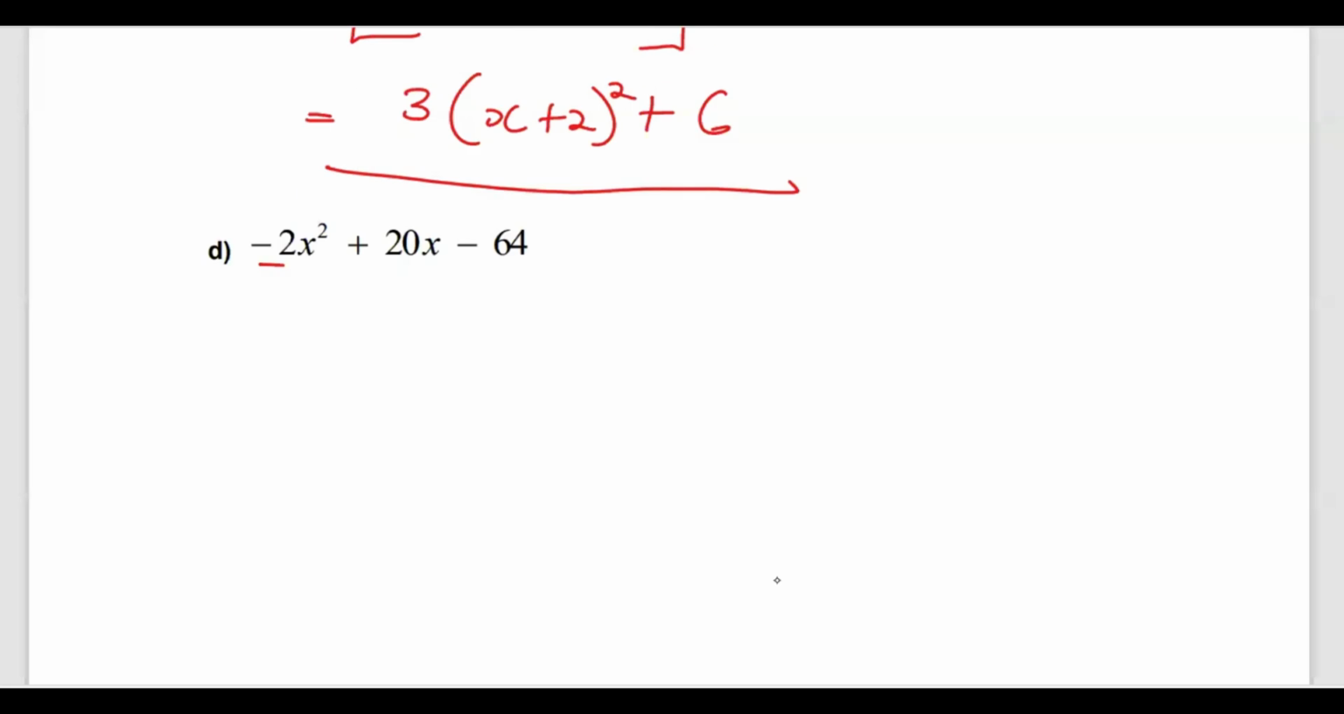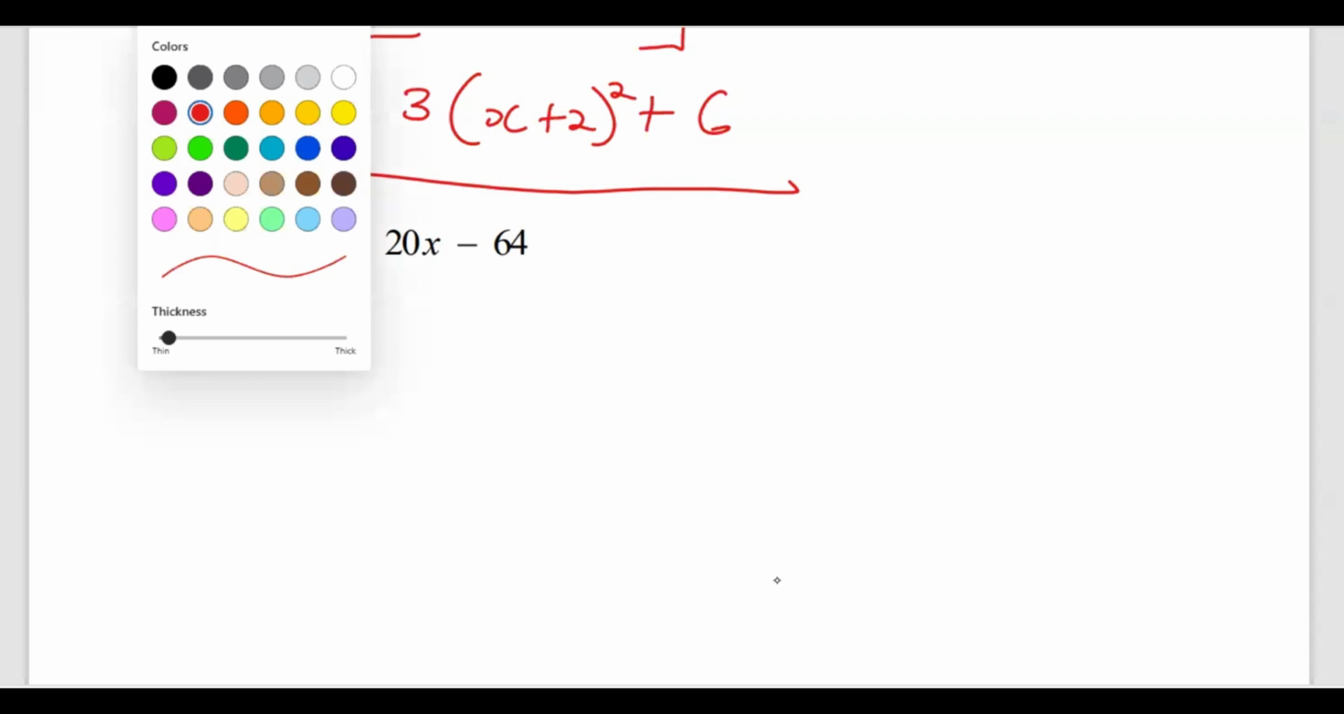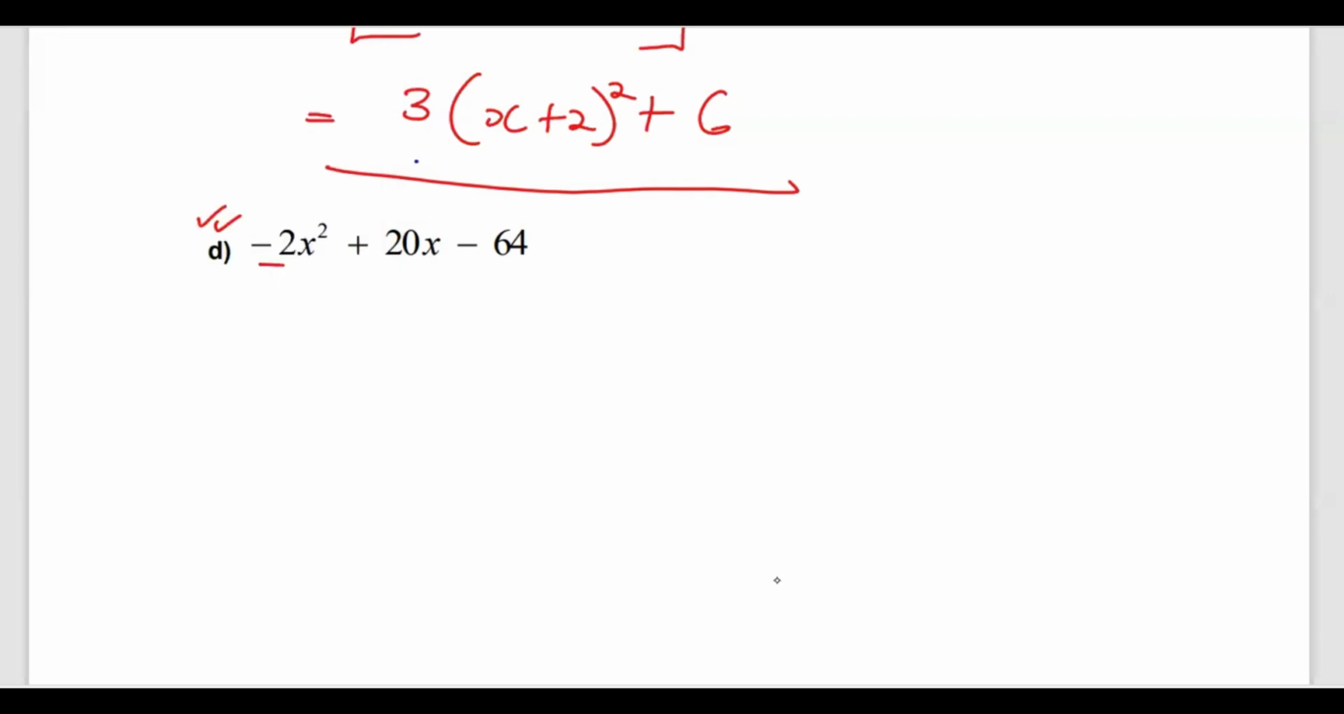All right, then option D, the A is a negative 2. So what I'm going to do, just factorize out the negative 2. We're going to be left with x squared minus a 10x, and then plus, it's going to be a 32.